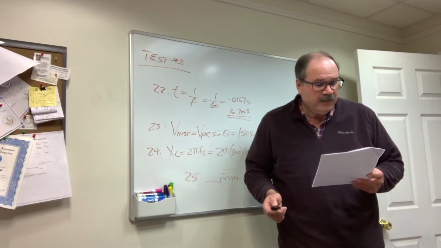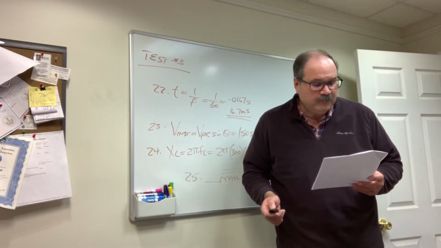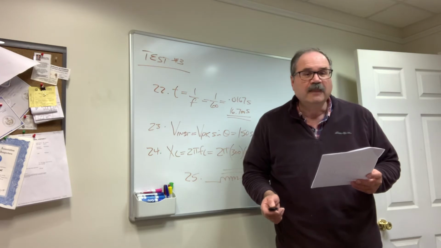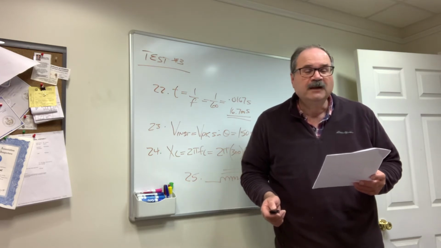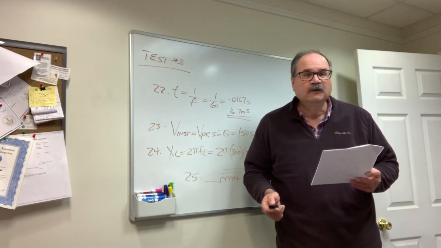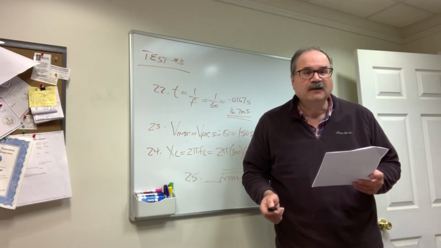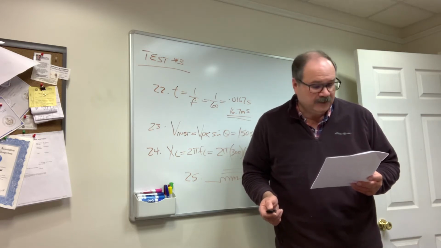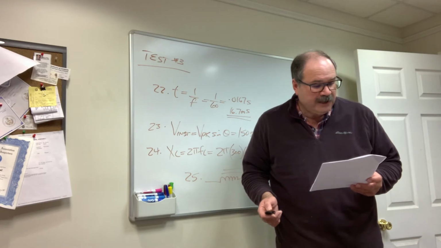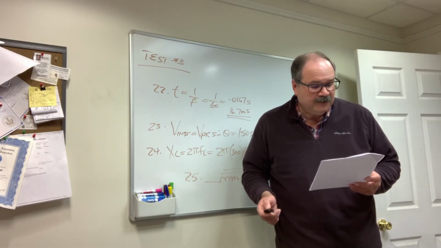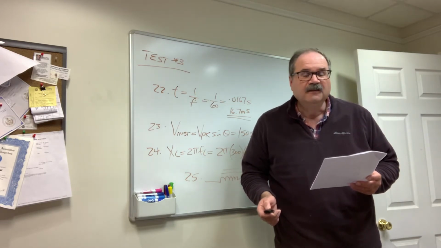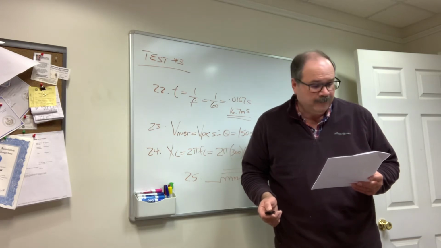Question 7, the inductive reactance and frequency are directly proportional. That's true. Remember the expression X sub L is equal to 2 pi times the frequency times the value of inductance. Question 8, the unit of inductance is the farad. That's false. The unit of inductance is the Henry.